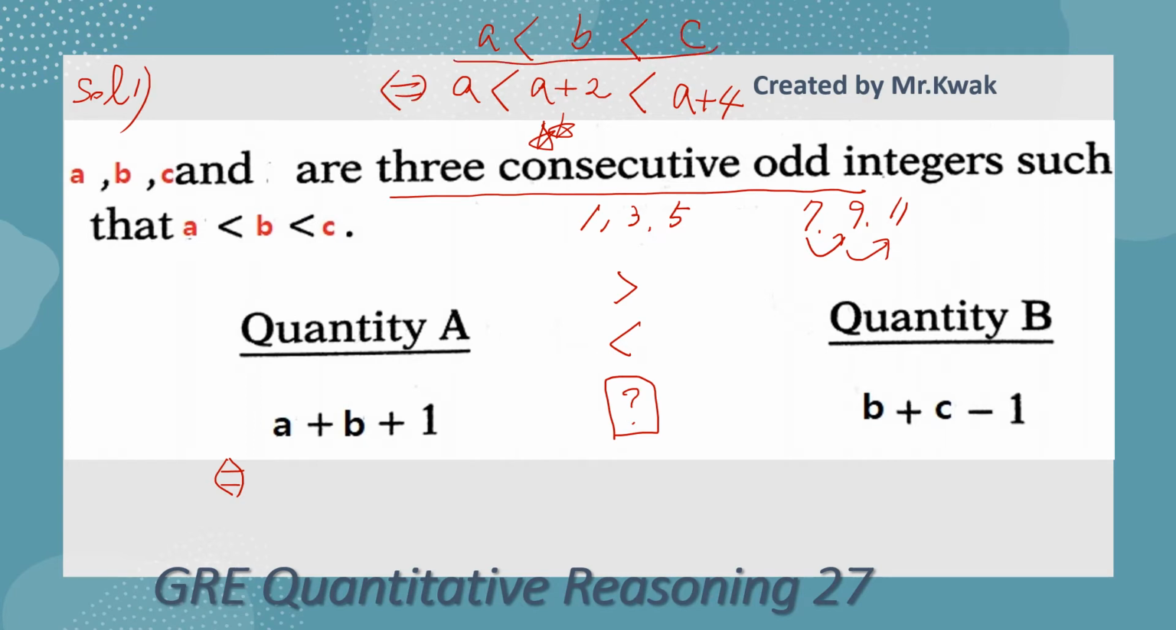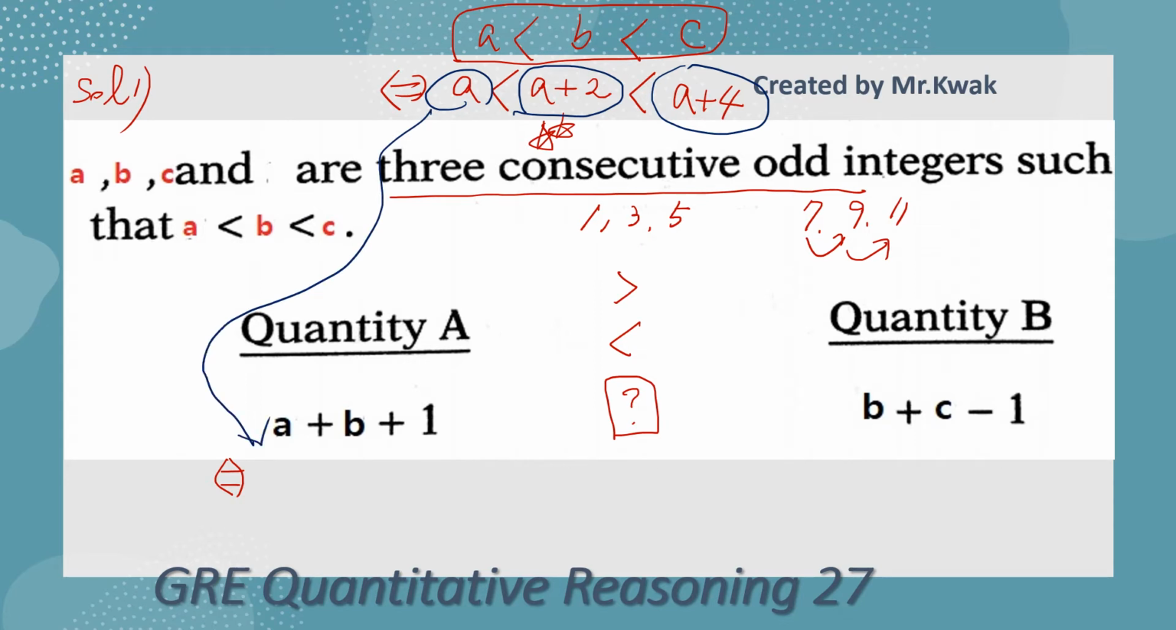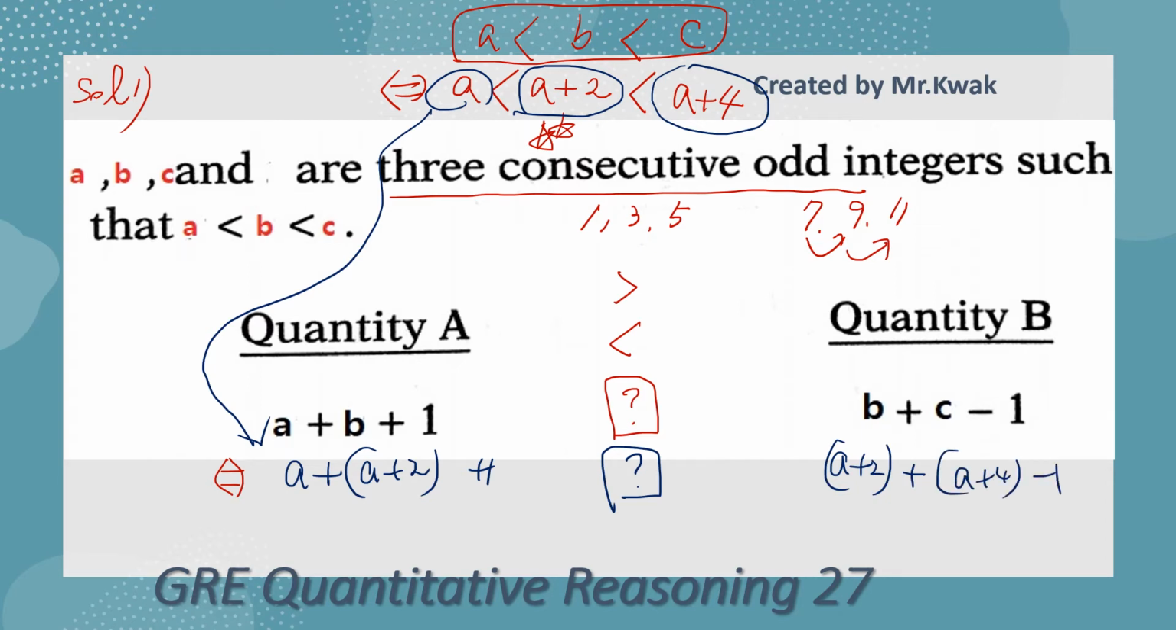If we rewrite it, it could be written as A plus 4 is larger than A plus 2, and A plus 2 is larger than A, this way. So A, A plus 2, A plus 4 could be consecutive odd integers. So let's rewrite in this position. A plus 2 plus 1, question mark, because still we don't know which is larger. B should be A plus 2 plus C, which is A plus 4, minus 1.